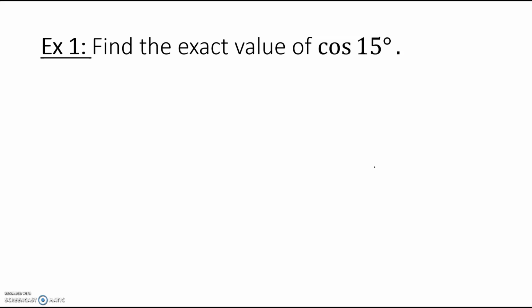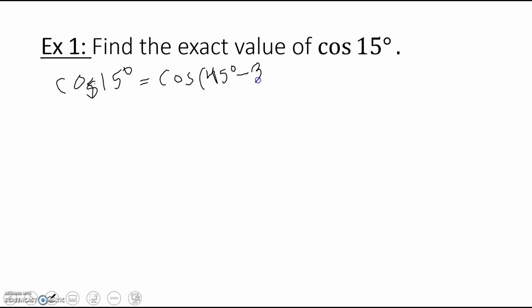15 is not one of our special angles, but we can get to 15 degrees by using two of our special angles, okay? So we can say that cosine of 15 degrees is equal to the cosine of, so we can use two of our special angles. We can use 60 and 45, or we can use 45 and 30, right? That's 45 degrees minus 30 degrees. So we can rewrite the cosine of 15 as the difference of two angles. Or we can rewrite 15 degrees as the difference of two of our special angles, alrighty?